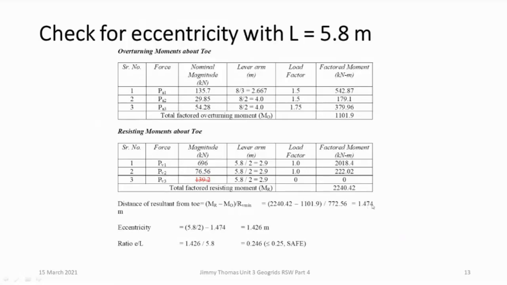It will be 1.474. Then we calculate the eccentricity. We get 1.426. Again, we calculate the e by L ratio. So 1.426 divided by the length of the reinforcement, which is 5.8. We get 0.246. So this is less than 0.25. So it is safe. That means a length of 5.8 meter is okay.